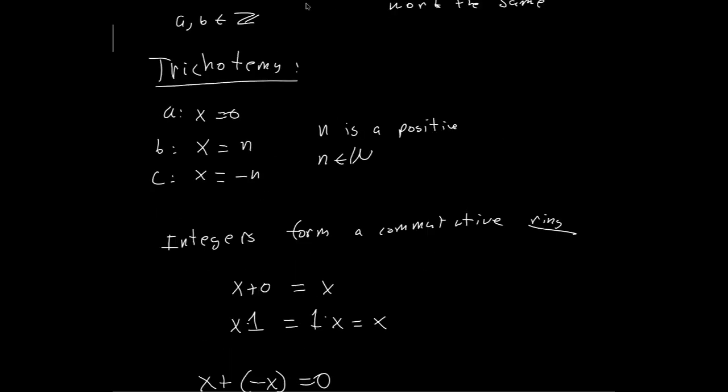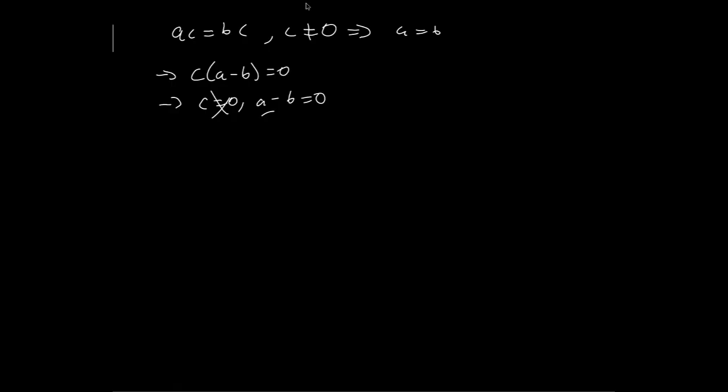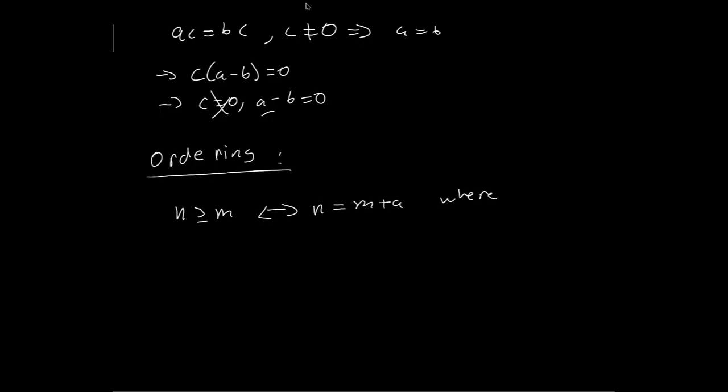All right. So we have ordering. It's an ordered ring, right? How do I do this? So we say that n is greater than or equal to m means that n equals m plus a, where a is a natural number. And we have the same things. Like if we add things to both sides, the inequality stays the same.